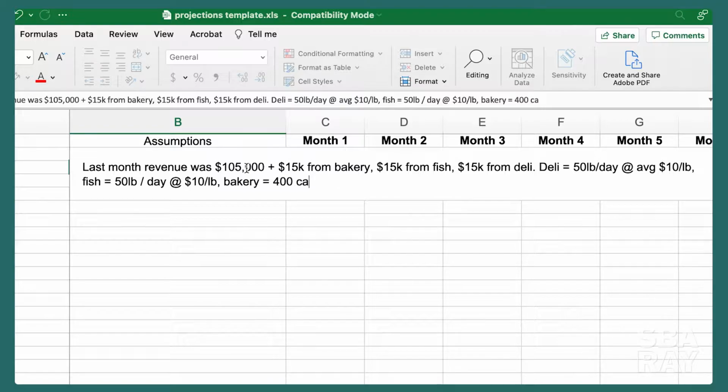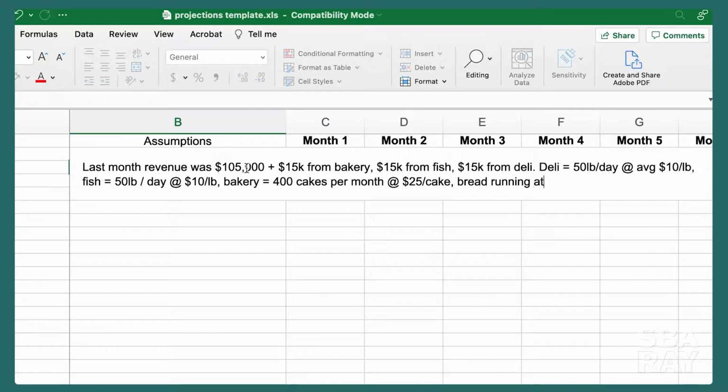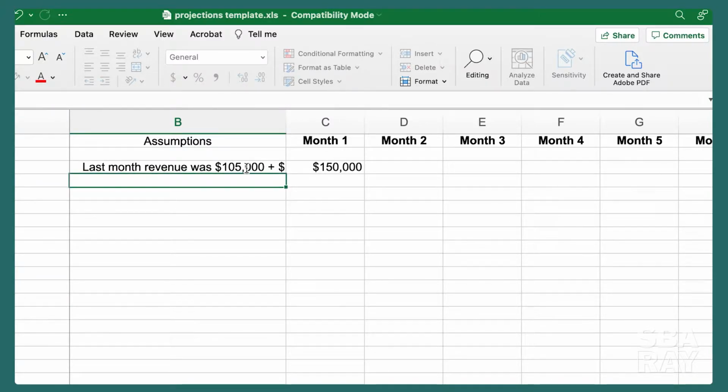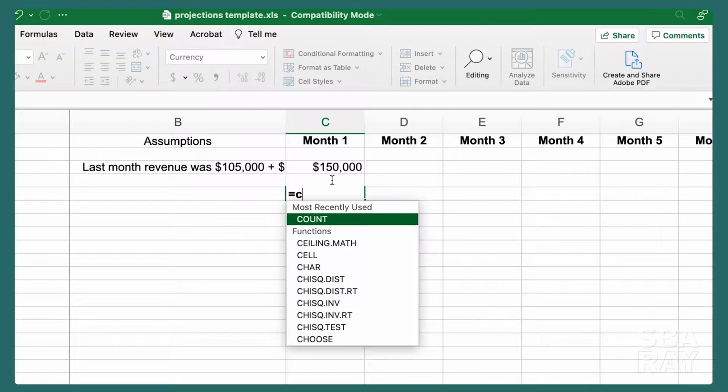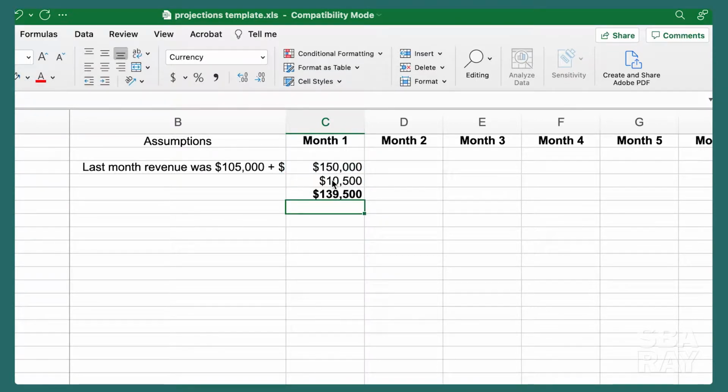To do that, I need to sell 400 cakes a month at $25 a pop. And then the rest of the revenue is based on bread sales and bagel sales, and I need to run the bread makers at 70% capacity to achieve this. So those are the types of assumptions that your banker is going to be looking for. To give you another example, you can say, well, I'm in 10,000 feet now, and I'm going to increase by 50%. So that's going to help me increase my revenue by 50%, just to give you another idea of an assumption.